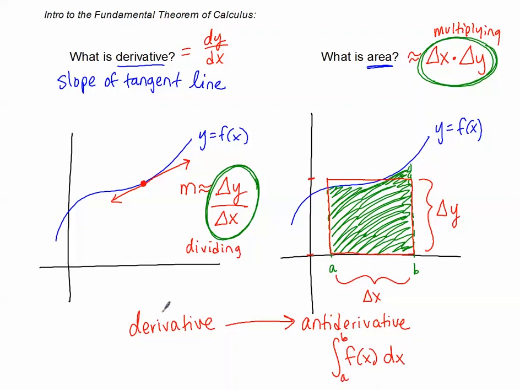So the derivative, or the slope, change in y divided by change in x, is the inverse process of the antiderivative, or the area, change in y times change in x. So now we see that the antiderivative is helping us to find the definite integral. And this is basically the fundamental theorem of calculus.